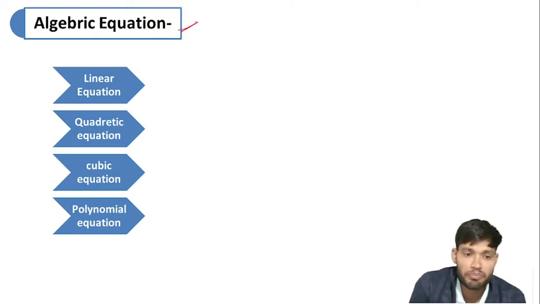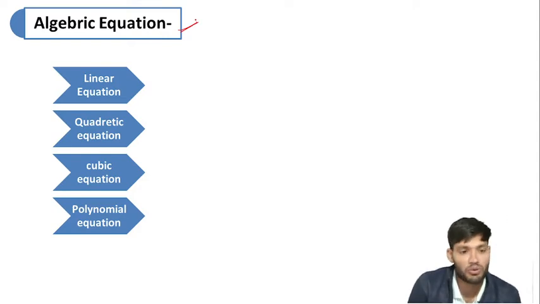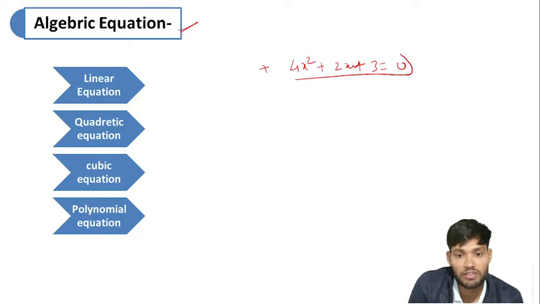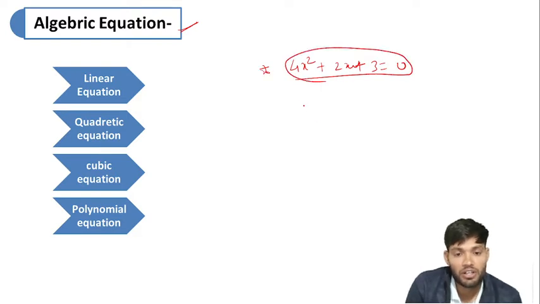We learned about the algebraic equation in the 9th and 10th classes. An algebraic equation is a statement of equality of two different expressions which are added or subtracted from each other, like 4x square plus 2xy plus 3 is equal to 0. This type of equation is called an algebraic equation. Another one is 2y plus 3 is equal to 3x.